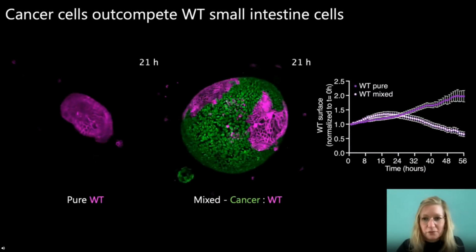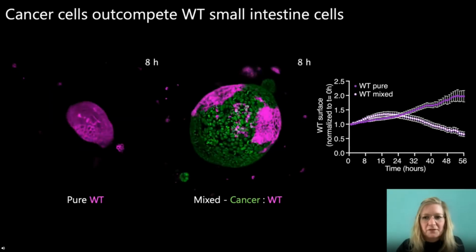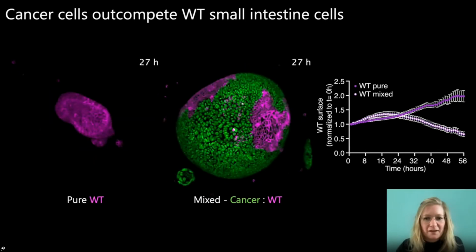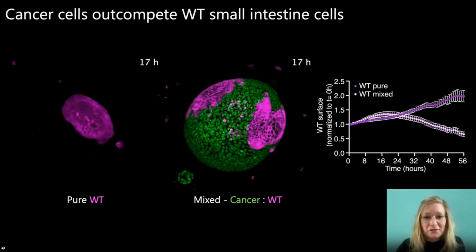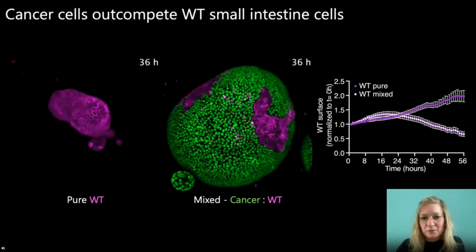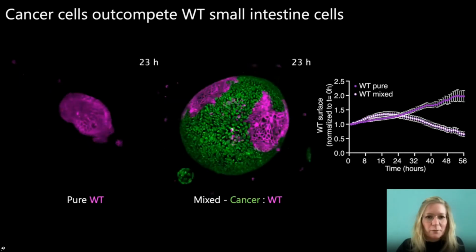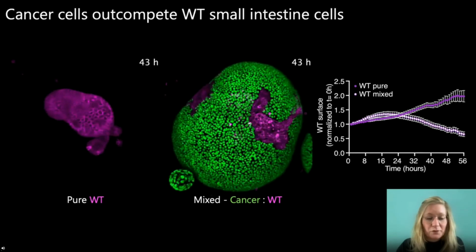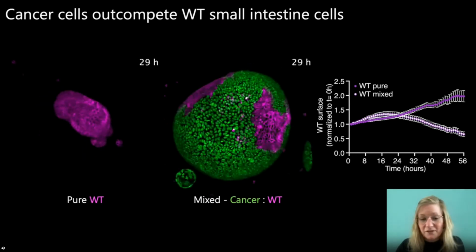First, I would like you to focus on the wild-type population in these cultures. Because what we observed is that where pure populations happily grow, they mature, they expand, they form these crypt-like structures, exactly what you would expect from a wild-type intestinal population. Instead, the mixed wild-type population is lost from these cultures over time, which is shown in the decrease here in the graph on the right.